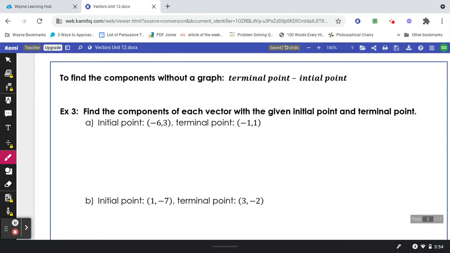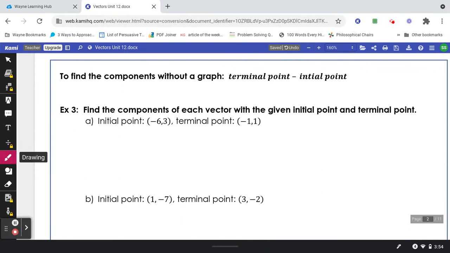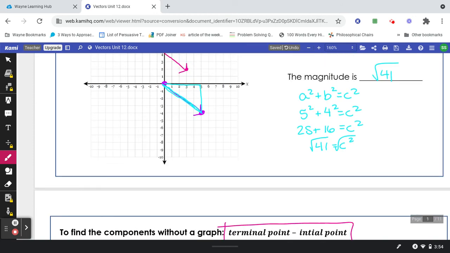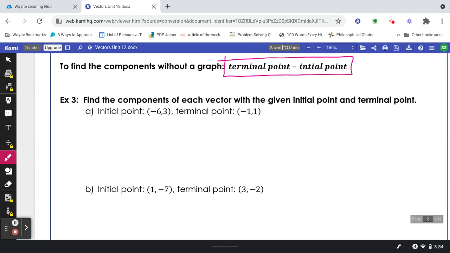All right, on the back side, what do we do if we want to change it to component form, but we don't have a graph to shift it? Here's what we'll do. We'll do the terminal point minus the initial point. And we could have done that on the front here, so let's go back a little bit. If we did the terminal point, 3, minus the initial point, negative 2, change that to a plus and it gets us 5, that's that right there. And then if we do the y's, terminal point minus initial point, that gives us negative 4, and you can see that that's right there. So if you have a graph, you can shift it. If not, terminal minus initial.